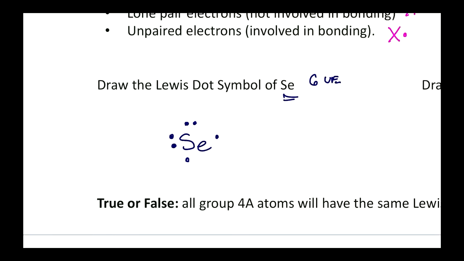Selenium, if it forms covalent bonds, is most likely to form 2 different covalent bonds because of those unpaired electrons it can go on and share with other elements.